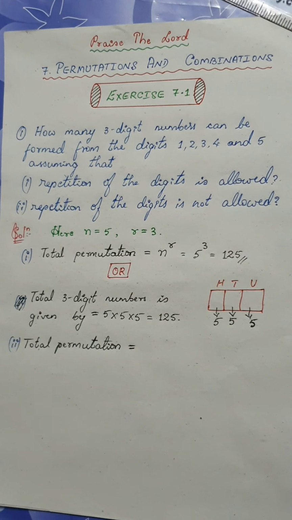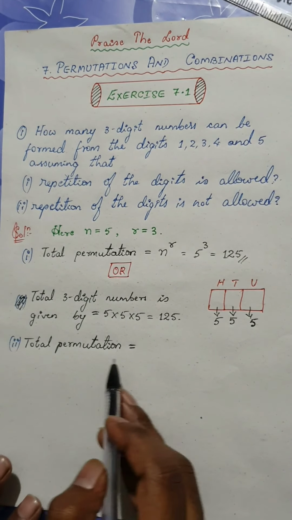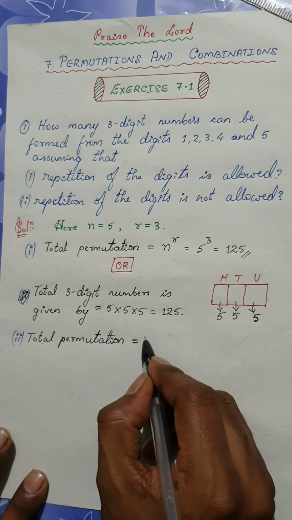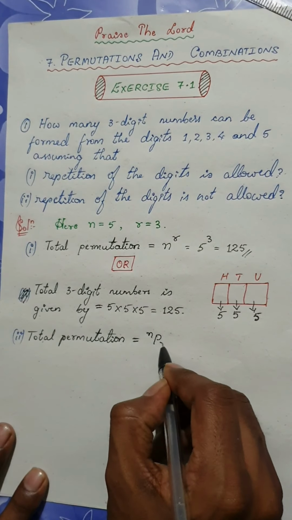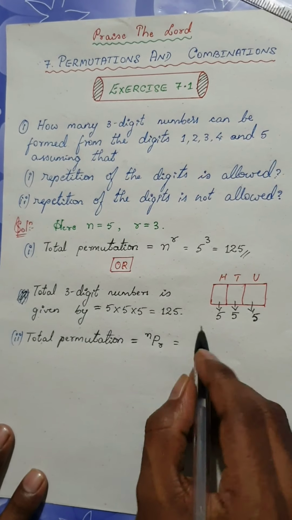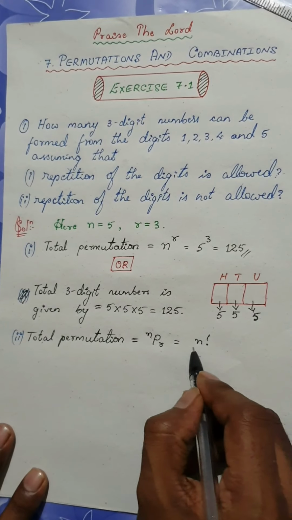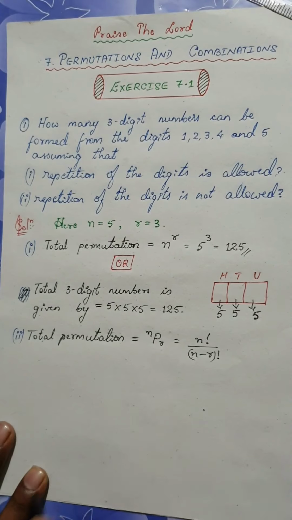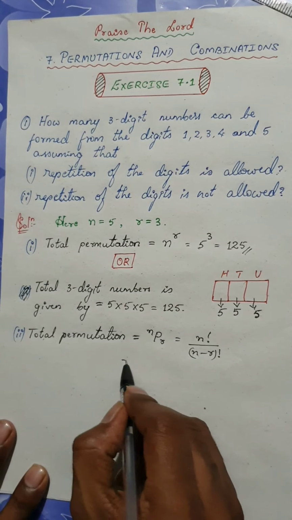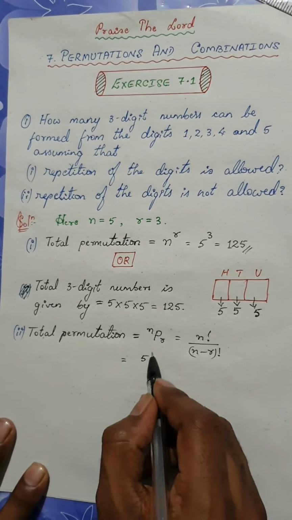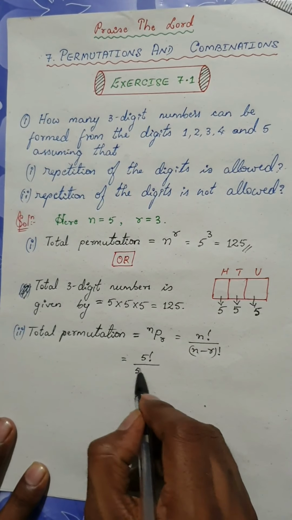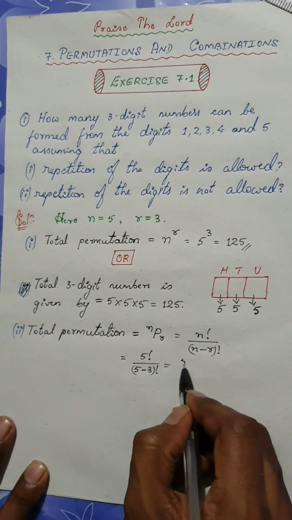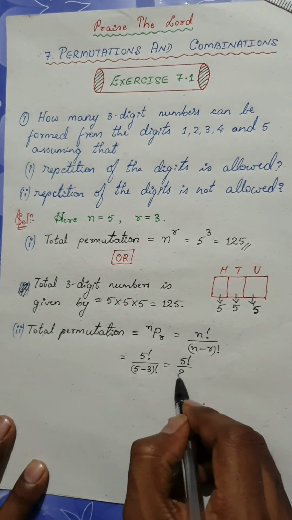Is it clear? Now the formula method for forming 3-digit numbers from 5 digits, when repetitions are not allowed, is nPr. We know the formula: nPr is n factorial divided by (n minus r) factorial. Here n is equal to 5, divided by 5 minus r, where r is 3. So it is 5 minus 3 factorial. This is nothing but 5 factorial by 2 factorial.